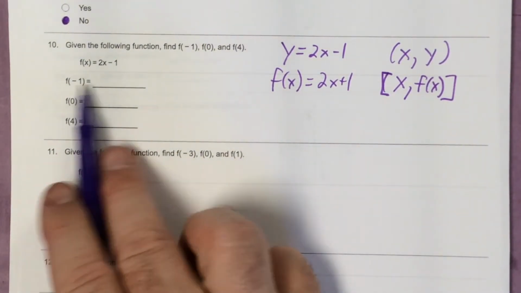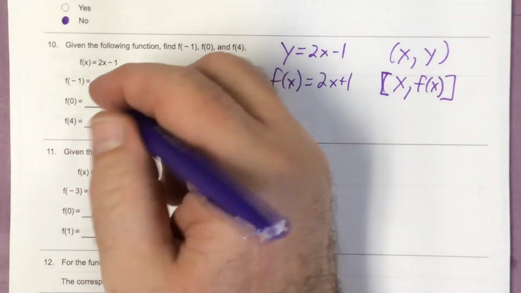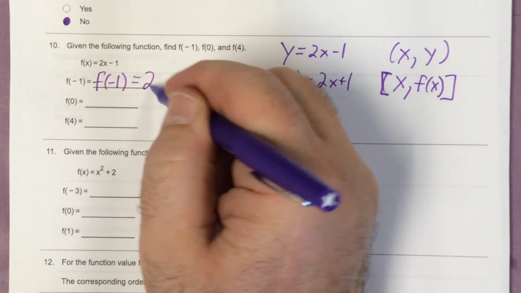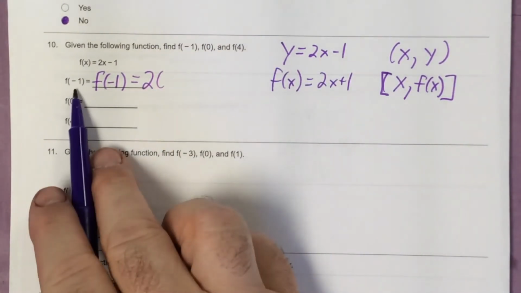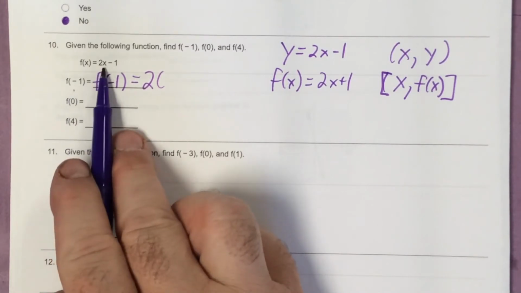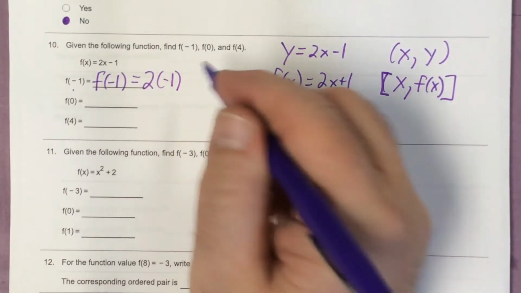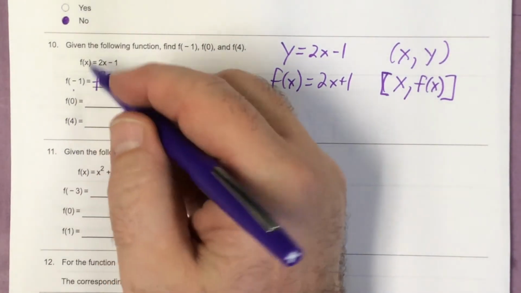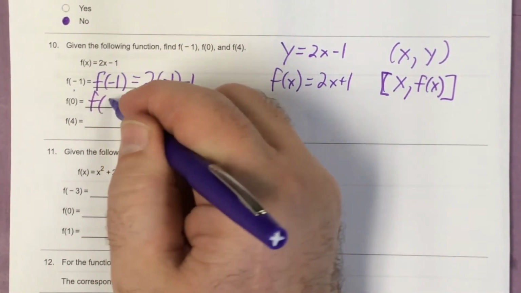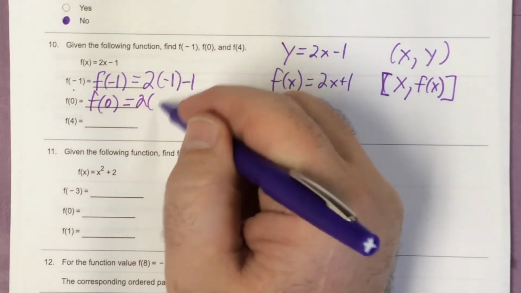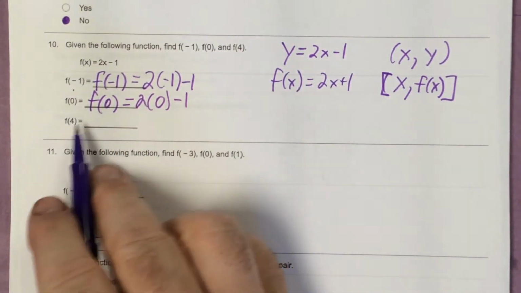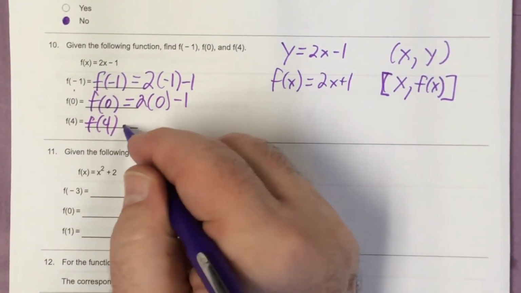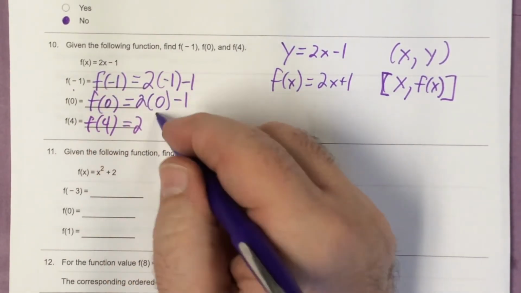So if I have f of -1, that means in 2x plus 1, I'm going to replace this x with -1. Just like I replaced x with 0 here, I'm going to replace x with -1. And the same thing, if I put 4 in place of x here, I'm going to replace this x with 4.